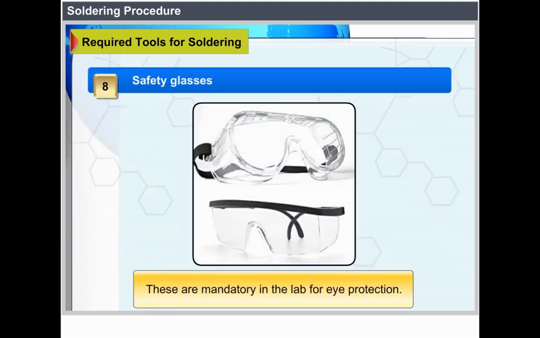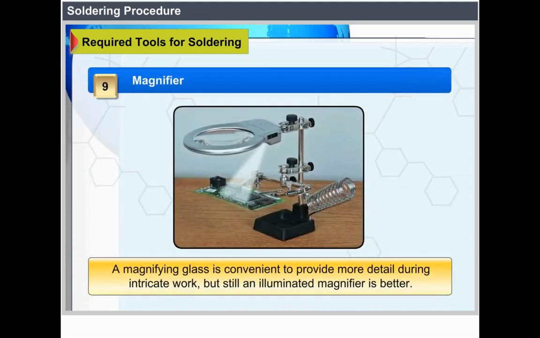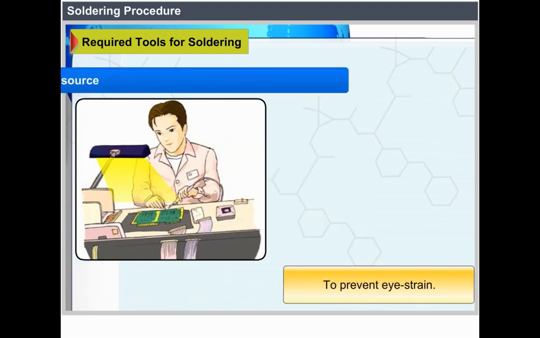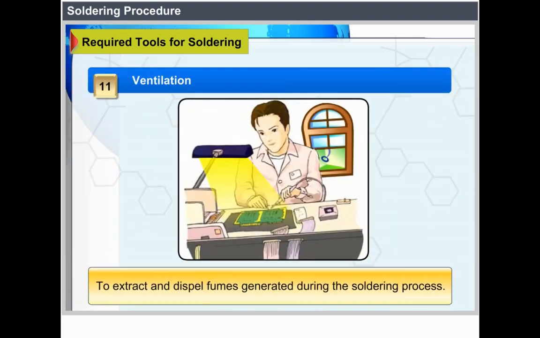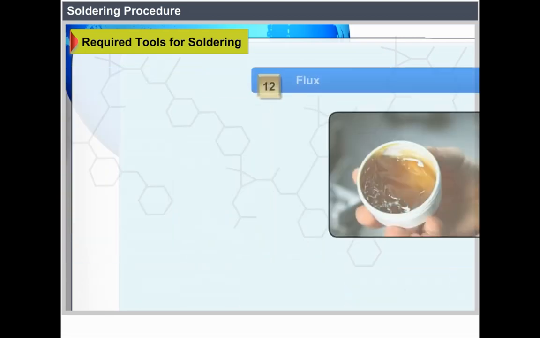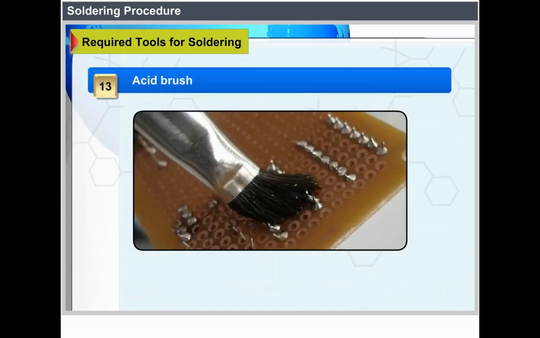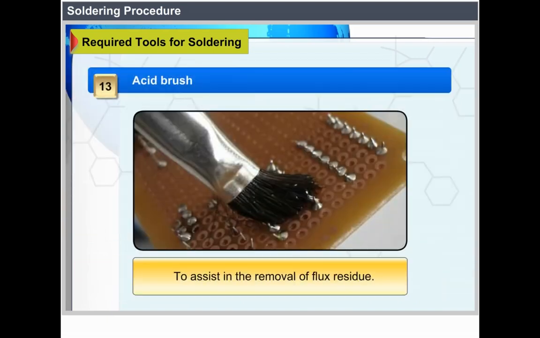Safety glasses. For eye protection, these are mandatory in the lab. Magnifier. To provide more detail during intricate work, a magnifying glass is convenient, but an illuminated magnifier is better. Light source to prevent eye strain. Ventilation to extract and dispel fumes generated during the soldering process. Flux to clean components and PCB pads. Acid brush to assist in the removal of flux residue.